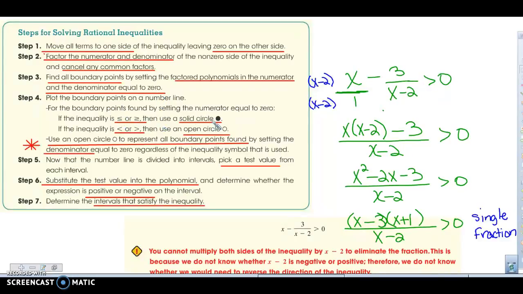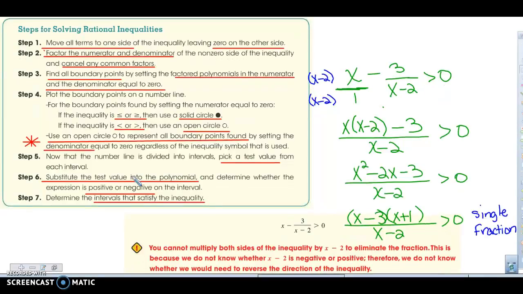Now, once again, we're going to use a solid circle for these inequalities, an open circle for these inequalities. However, for any boundary points that you find from the denominator, remember, we don't ever want the denominator of our fraction to be 0 because it would be undefined. So if you find a boundary point from the denominator of your problem, you're going to always use the open dot over that boundary point. No matter what the inequality is, you want to use an open dot so that you don't include that particular value in the solution set, because you know that that value would make the denominator 0, which would make the problem undefined.